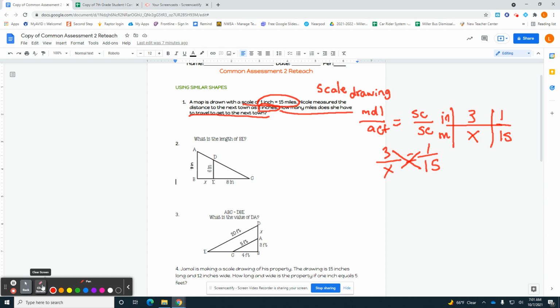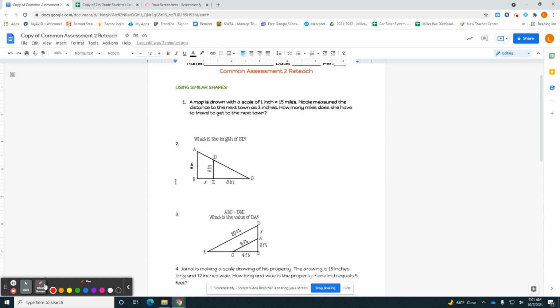Alrighty, moving on to number 2. If you still needed that, you can pause the video, rewind and pause the video to finish copying it. So it says, what is the length of BE? So we want the length of BE. BE is here. To determine that, we first need to find our missing side.